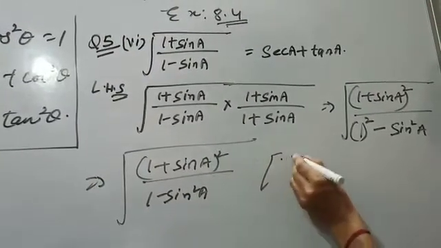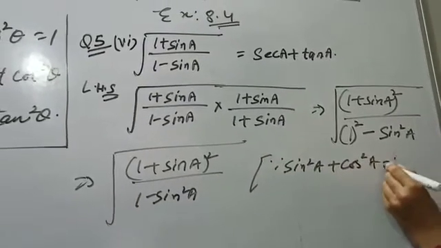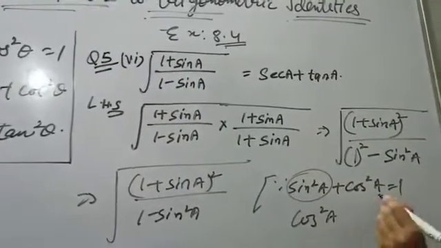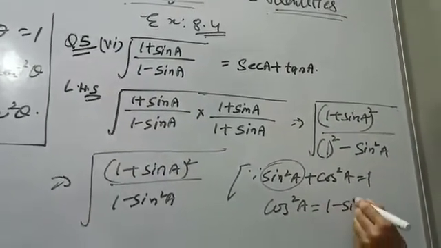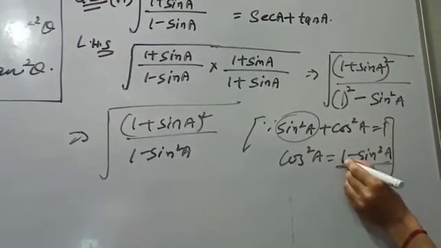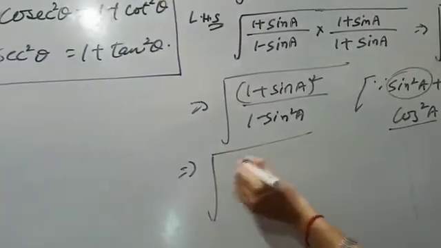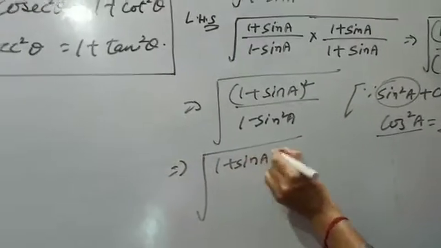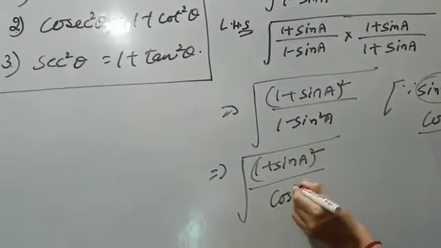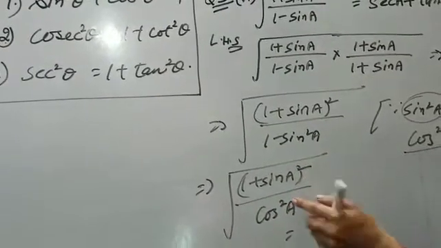What is the identity we have? Sin square A plus cos square A is equal to 1. Move sin square A to the other side, so cos square A is equal to 1 minus sin square A. So in place of 1 minus sin square A we can write cos square A. We write 1 plus sin A whole square in the numerator as it is, and cos square A in the denominator. Now we take the square root on the numerator and denominator.